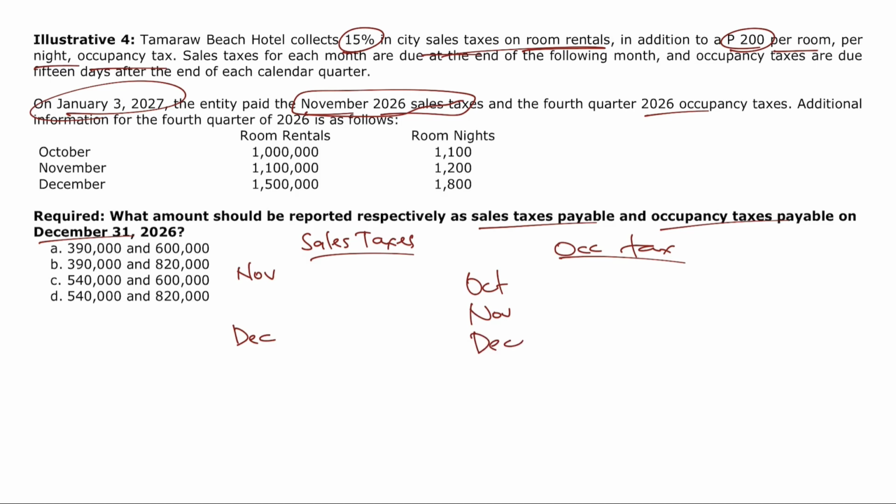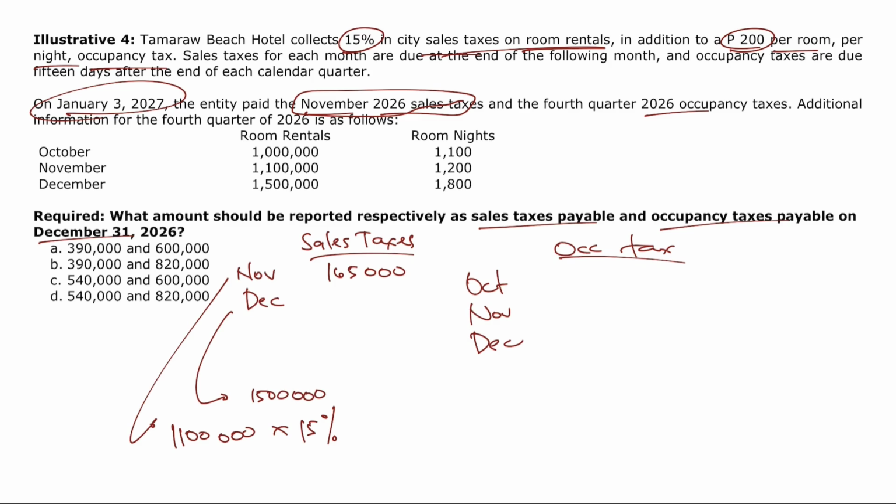Then, additional information for the fourth quarter of 2026 is as follows. So, magkano sales taxes natin ng November muna, ng November 2026? That's equal to 1,100,000 times 15% kasi 15% ang sales tax. So, 11 times 15%, this is equal to 165,000. Okay? Then, for the month of December, magkano po? For the month of December naman, that's 1.5 million times 15%, or magkano yan, guys? 1.5 times 0.15 is equal to 225,000. So, total sales tax liability at the end of the year will now be equal to 225 plus 165, or this is equal to 390,000. Okay?